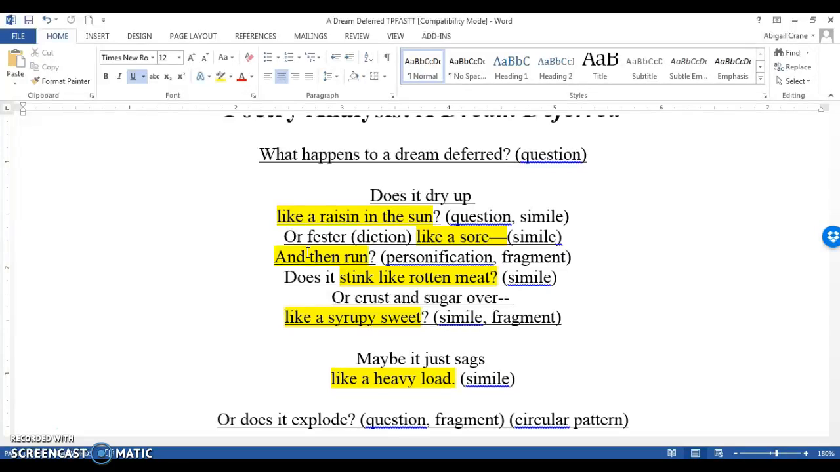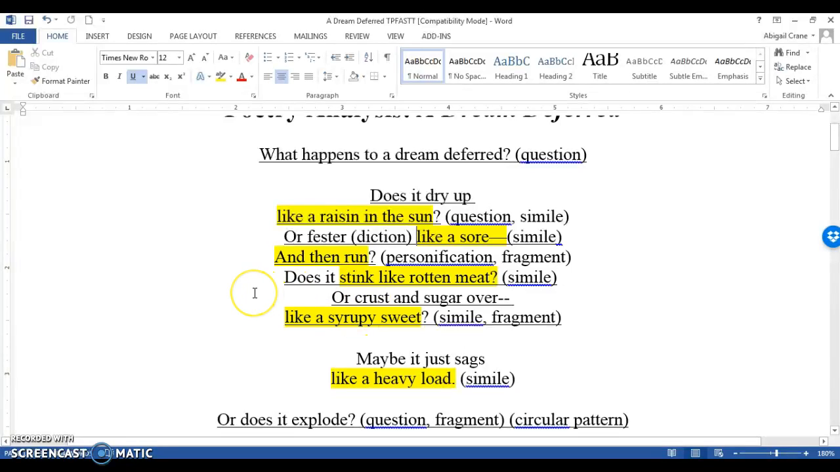So when a dream is not fulfilled, it's like a sore that can't heal. So it's a pretty graphic image there. Let's move on to the next one. Stink like rotten meat, another kind of gross comparison here. We think about rotten meat. It was once good. It was once edible. But when it becomes rotten, it stinks. It's no longer edible. Kind of like if a dream has been abandoned, it is no longer achievable, right? It goes bad. It expires like meat.